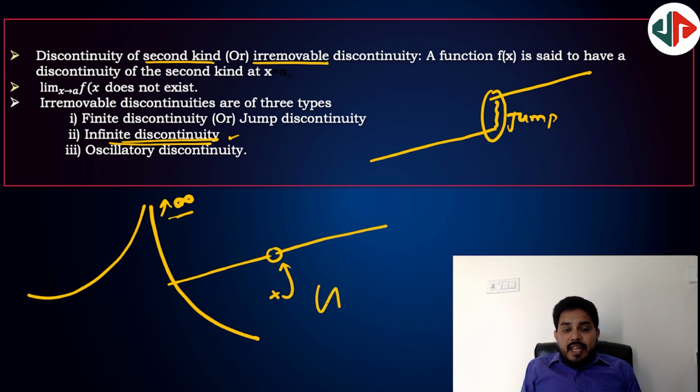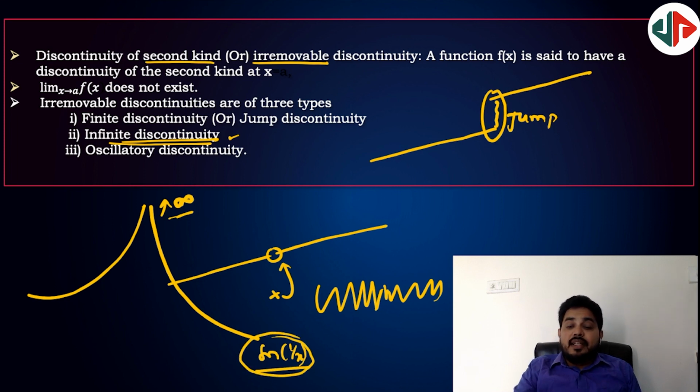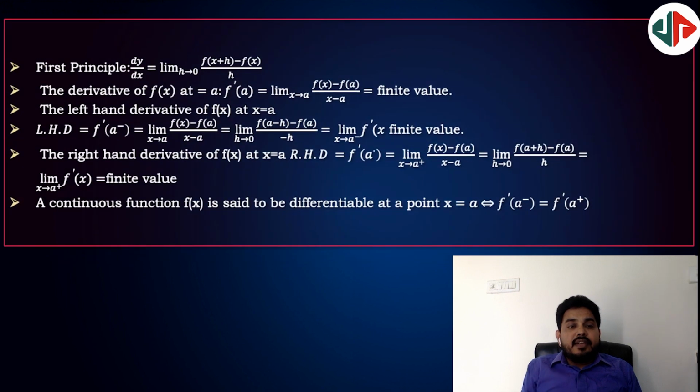Now, for example, a graph is oscillating like this, but we are not sure where it is going, like sine of 1 by x as x tends to 0. Where it is going, we are not sure. So that is the oscillating discontinuity.